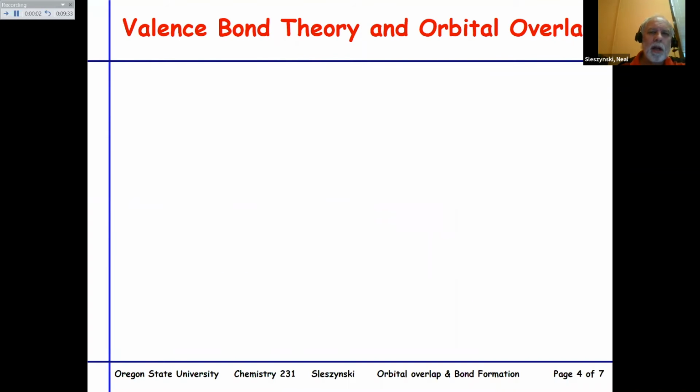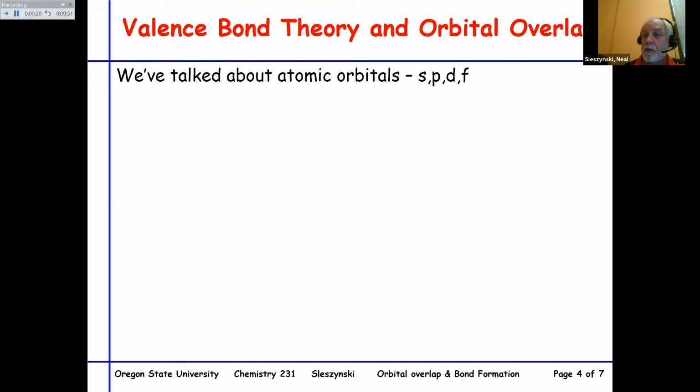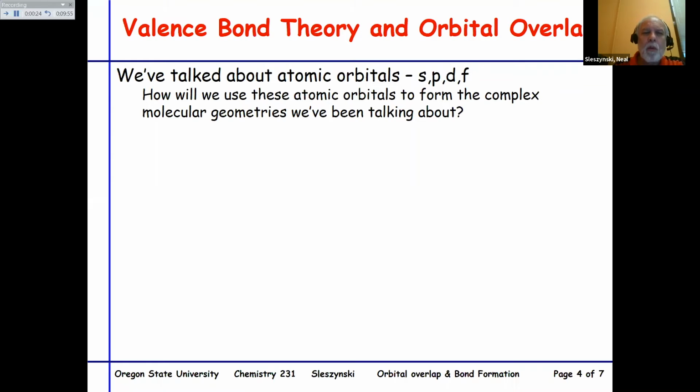Well, let's take a look at how valence bond theory predicts those orbital overlaps, and how we're going to transition from the concept of atomic orbitals, s, p, d, and f orbitals, into the more complex situation where we're creating molecular orbitals. So the question we're asking is, how will we use this concept of atomic orbitals to form the more complex molecular geometries that we've already talked about?